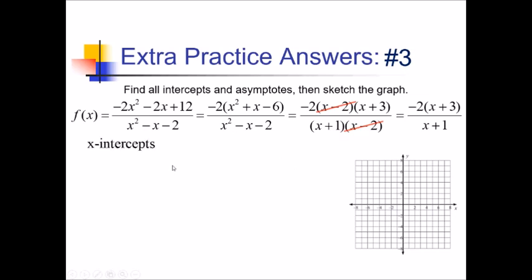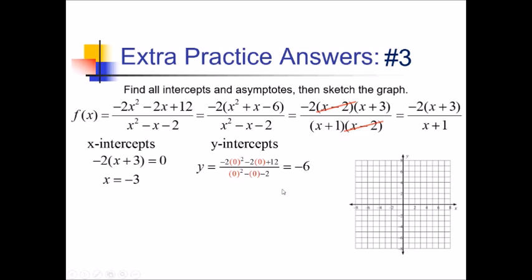Let's start with the x-intercepts. Those are going to be things that zero out the simplified numerator. So let's take that numerator up there, set it equal to 0, and we very quickly see that if x equals -3, that's going to zero everything out there. Next, for the y-intercepts, we're going to plug 0 into the original function. If I do that, it looks like everything is zeroing out except for a 12 and a -2. Leaves me with -6 if I reduce that.